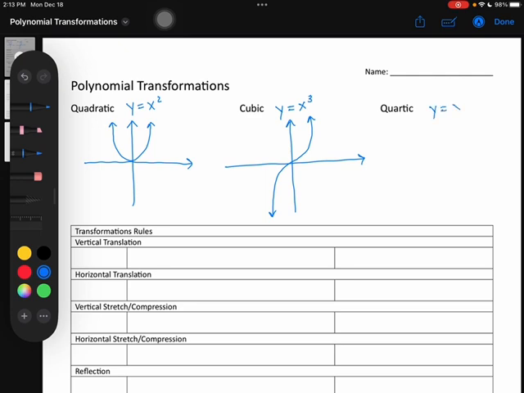And then we also have a quartic. We're not going to see these as much, but we do want to show you that transformations can apply to any polynomial. So a quartic kind of looks like a U shape. It just gets wider faster. So it's kind of like an elongated U.